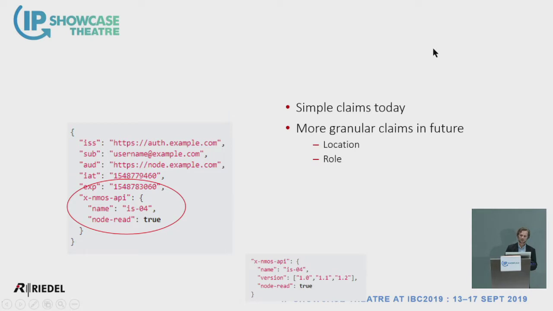So you could also think about locations. The user logs in and can only see devices in gallery A and not in gallery B. Or the admin, of course, can do everything. And the audio operator can only operate audio devices, but not the video devices, though he might be able to see all the video devices. So this is stuff that you can do there.